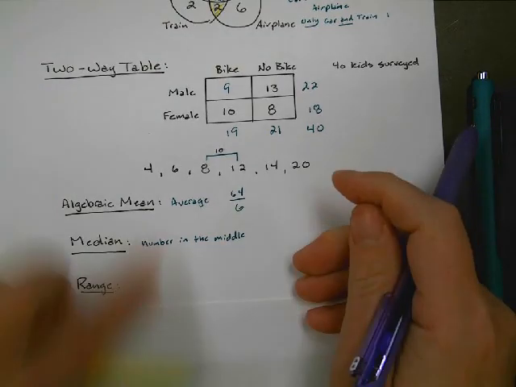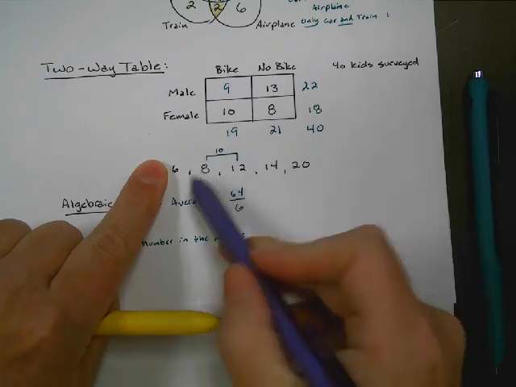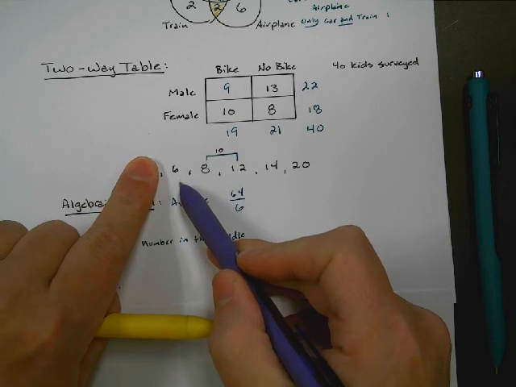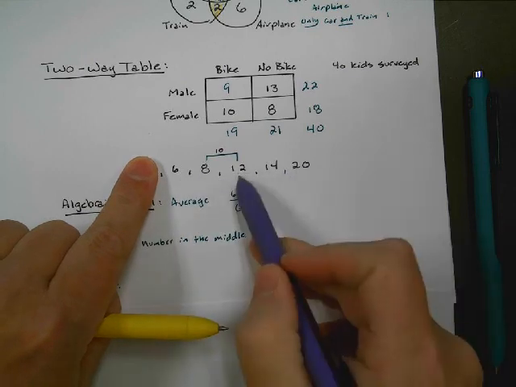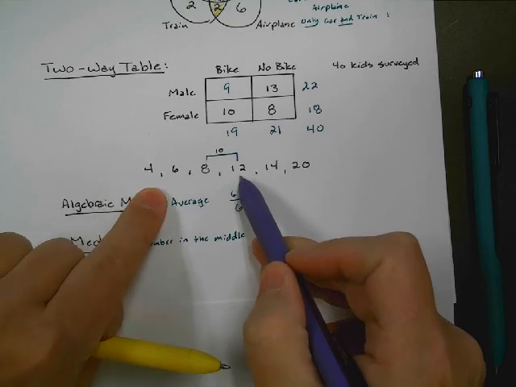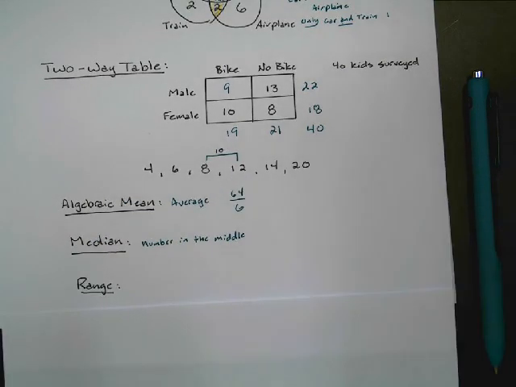Now, if I had an odd number of values, so if 4 wasn't part of my number set, I'd have 6, 8, 12, 14, 20. 12 would be my median because it's the number in the middle. But when you have an even set of data points, you take the 2 numbers in the middle and take their average.